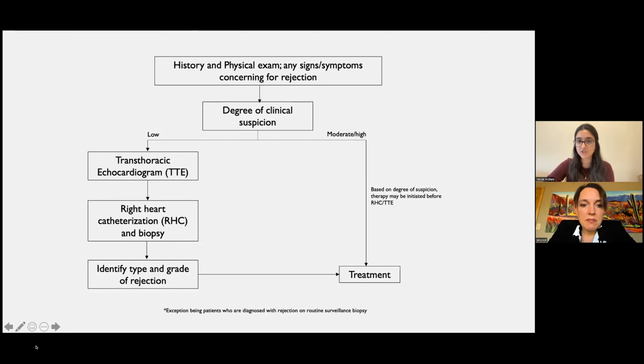But as Dr. Cook just mentioned, if the degree of clinical suspicion is high or moderate, then in those patients they can sometimes get treatment before any of the workup is done, because that can take some time, but we have to stay on top of treatment to prevent damage before it gets too bad for these patients. And then the exception to this workup is, of course, patients who are diagnosed with rejection just on their surveillance biopsy.